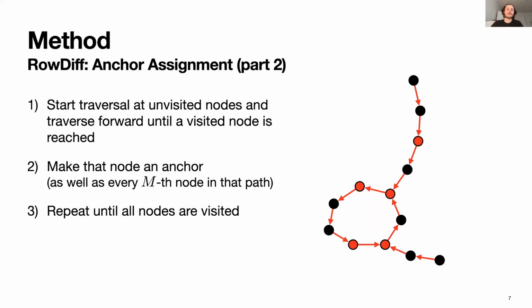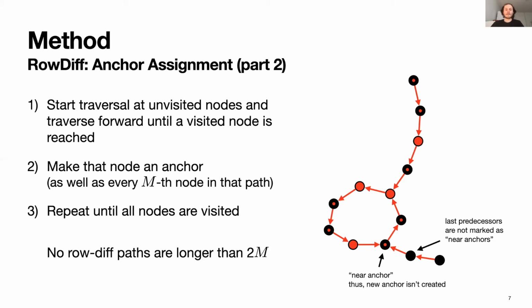Now we see that sometimes this algorithm creates unnecessary anchor nodes. To avoid that, we mark every node in the previously visited path as near anchor. And when another path merges into a node marked as near anchor, we know that it already has an anchor node close to it, and therefore we don't create a new anchor there. However, this time, we don't mark the last predecessors as near anchor, since they may be at a distance of up to 2m from the next anchor. This algorithm processes the remaining part of the graph and ensures there are no RowDiff paths longer than 2m.